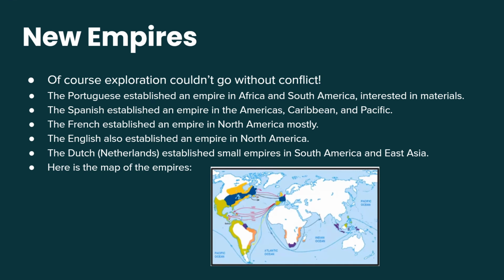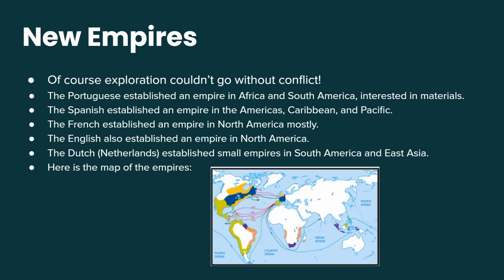So, of course, exploration couldn't go without conflict. There are five main countries: Portugal, Spain, France, England, and the Netherlands. They had their empires around the world. The Portuguese mostly went to Africa and South America. The Spanish mostly went to the Americas, Caribbean, and Pacific. The French went mostly only to North America. And then the English established an empire in North America.